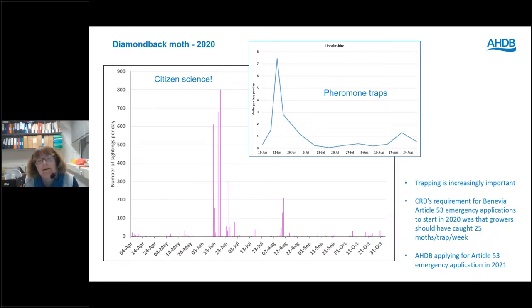So trapping is becoming increasingly important, and that's partly because CRD's requirement for emergency applications to start in 2020 and before that was that growers should have caught 25 moths per trap per week. So it's important to be able to demonstrate that levels have reached that in different parts of the country. And just to say that AHDB will be applying for emergency application again in 2021. Sorry, and that's for Benevia, that application.